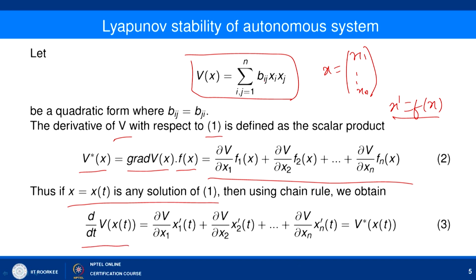So, here it is given as any x1 to xn, it may not be a function of t here. Now let us assume that x is a function of t, and now find out d by dt of v of x(t). This can be done by using the chain rule.